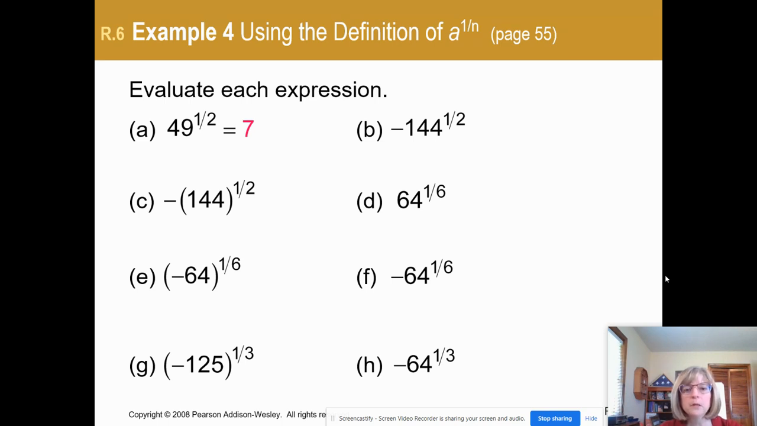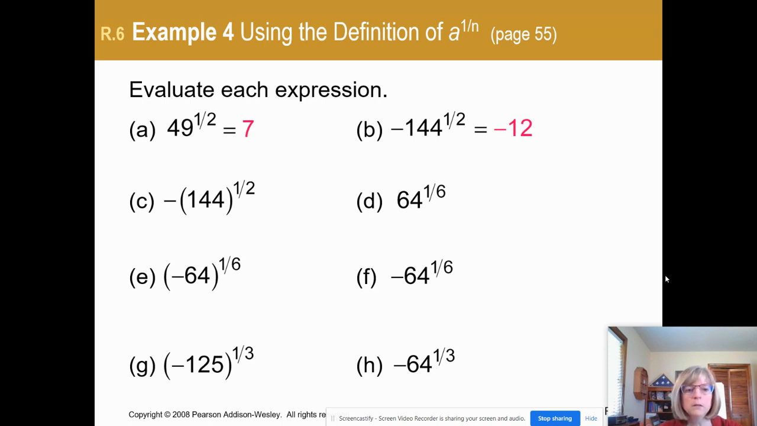The first is, what does that 1/2 power mean? And what about the negative sign in front of the 144? Remember that that negative sign doesn't have anything to do with that exponent. So this is the same as the negative square root of 144, which is then a negative 12.